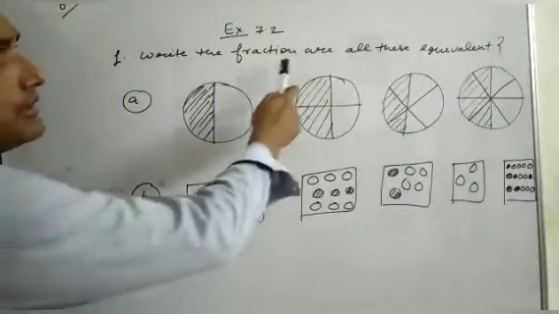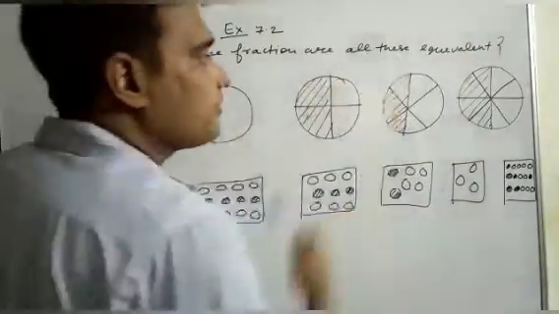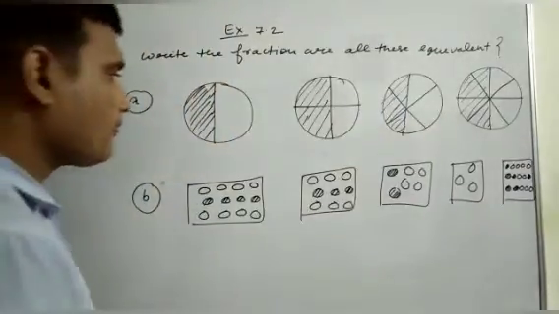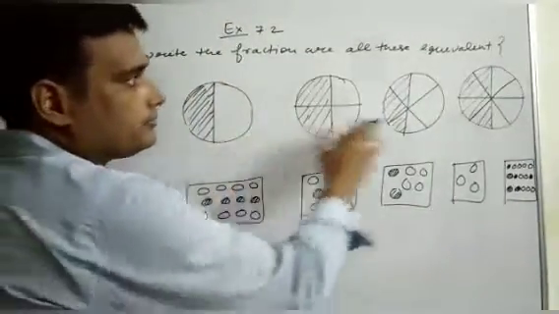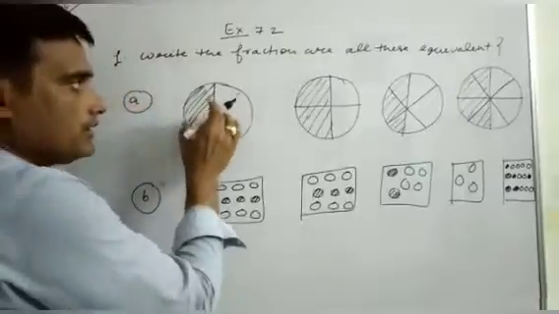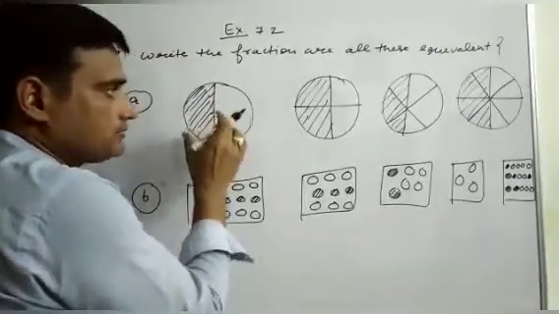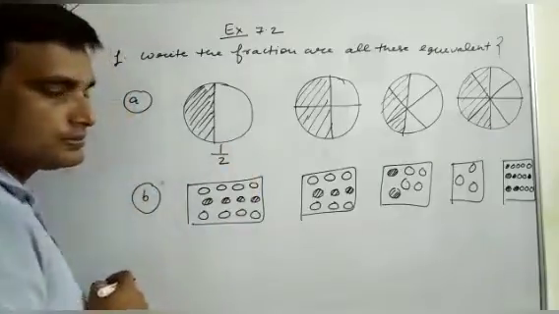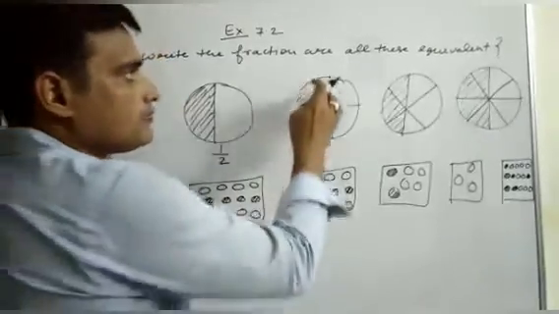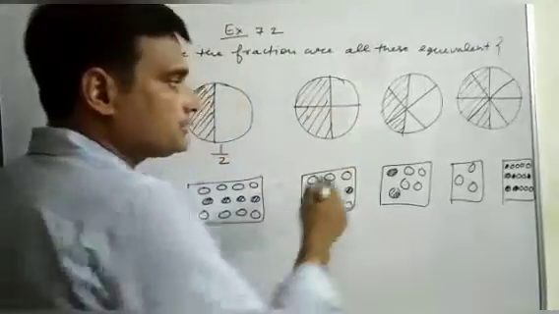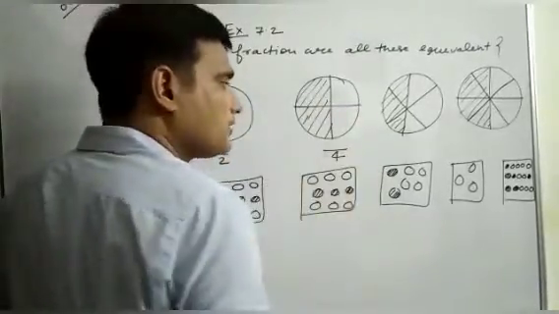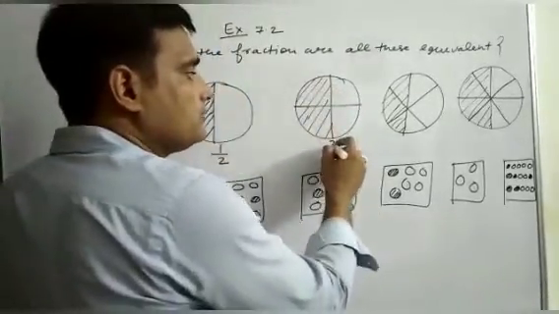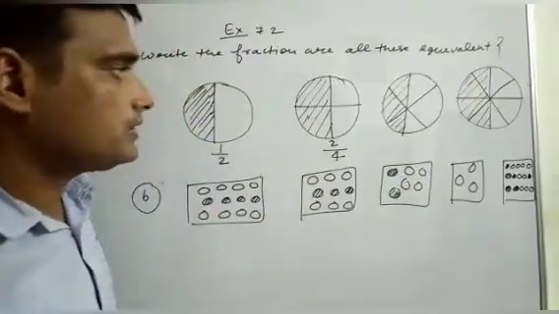Exercise 7.2.1. Write the fractions. Are all these equivalent? Here you see 4 circles. In the first circle, half the parts are shaded. Therefore, the fraction is 1 upon 2. The circle is divided into 4 parts. Therefore, the denominator is 4, and the shaded part is 2. Therefore, the fraction is 2 upon 4.